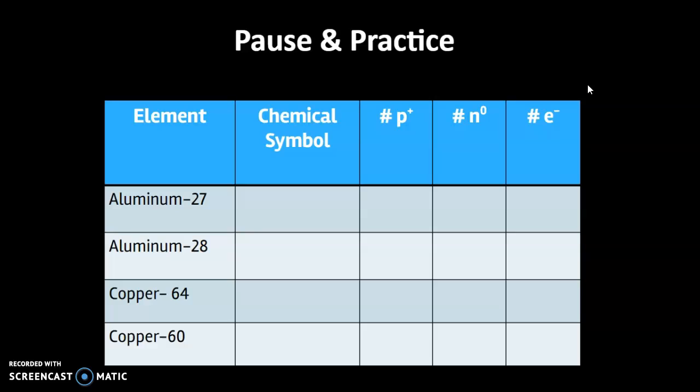So now it's your turn. Go ahead and pause and practice this chart right here. Take a look at what's the chemical symbol. You might need to use your periodic table of elements to figure out the number of protons. And we're dealing with neutral atoms here, so the charges should cancel out.